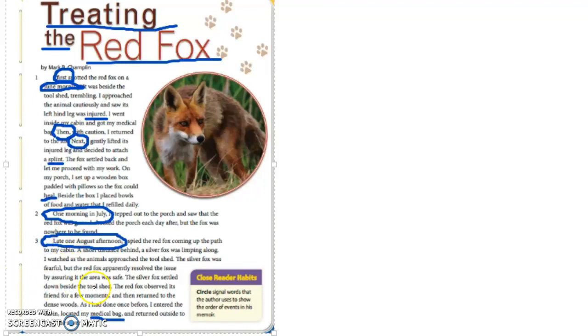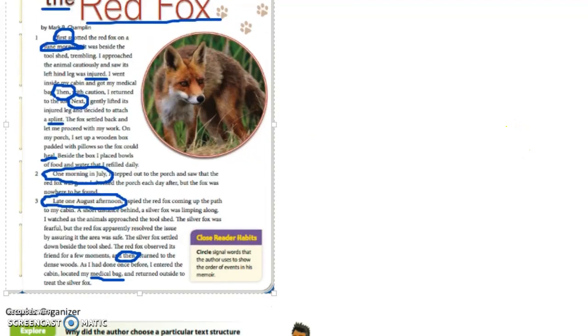Our last sequential word we have here is then. Remember, then is used for a couple different meanings, but when it's used with the words first, next, last, then, when all of those words are put together, those are sequence words.